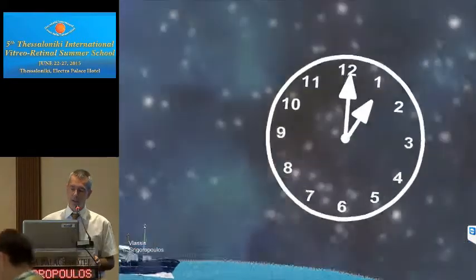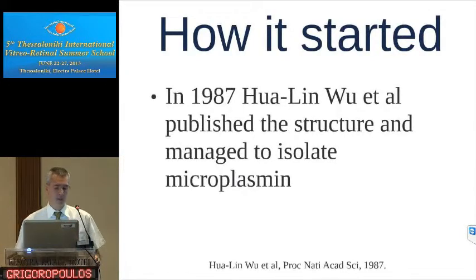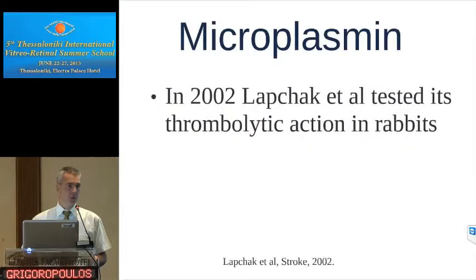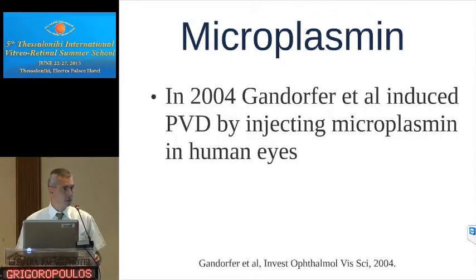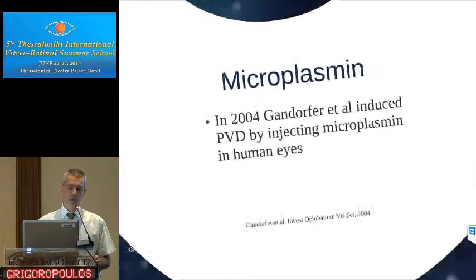How did it all start? It started in 1987 when Wu and co-workers published the structure and managed to isolate microplasmin. It was the first time that it was isolated and the structure was defined. In 2002, Lapchuk and co-workers tested its thrombolytic action in rabbits. We know that plasmin has thrombolytic action, and that was tested in rabbits and was confirmed. In 2004, Gandorfer and co-workers were the first to inject human eyes with Ocriplasmin and managed to induce a PVD. And that's when the whole thing started.